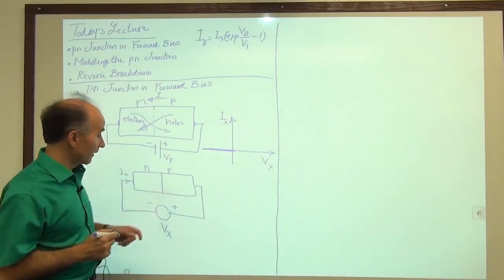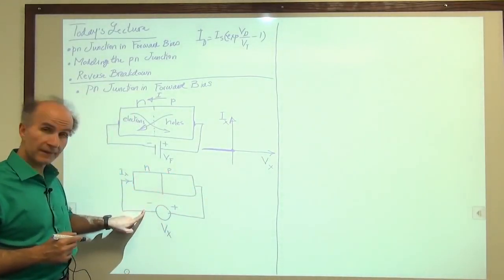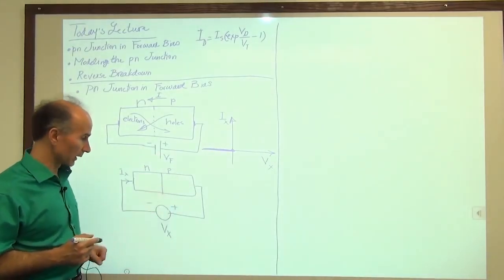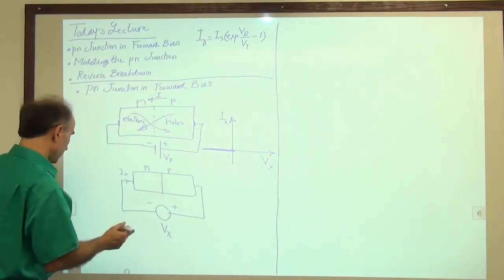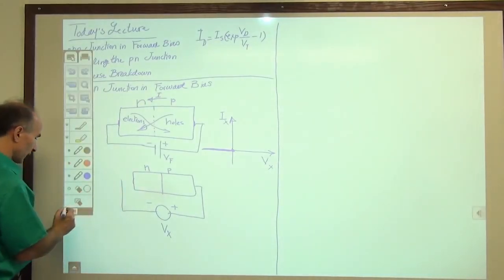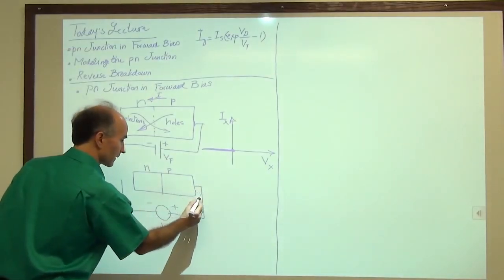On the other hand, if Vx is positive, so this side wants to be more positive than this side, like this battery case, then we actually have a current flowing. I'm sorry, to make my notation accurate, I have to draw Ix on the other side. So this is Ix actually.